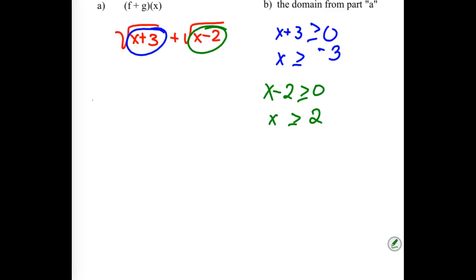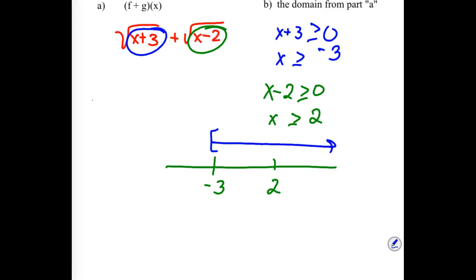When you have two domains like that, where it's a whole interval of numbers that we're looking at, think of your number line. Okay, the first one said x had to be greater than or equal to -3. So from here on up. The second one said x has to be greater than or equal to 2. So from here on up. We need a domain that's going to work in both of those. So we're looking for where do they overlap? What numbers work in both? And that would be this section right in here.